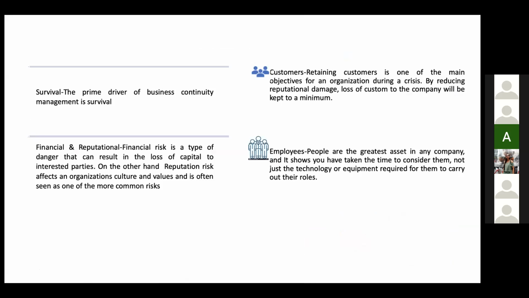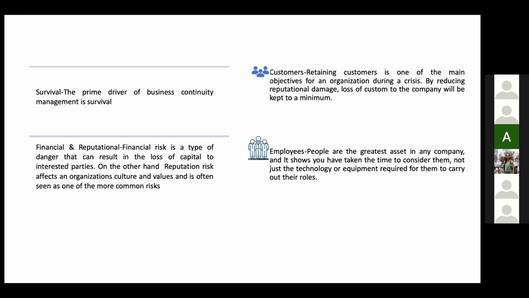So the first one is survival. The prime driver of business continuity management is survival. As we know, no company will survive without the policy of survival. After a disaster, the priority of many organizations is to ensure the company is not so badly affected that it has to close business. One of the main roles of BCM is to plan to ensure survival in the event of a disaster. Having a good, tried, and tested BCP in place can make the difference between survival or not.